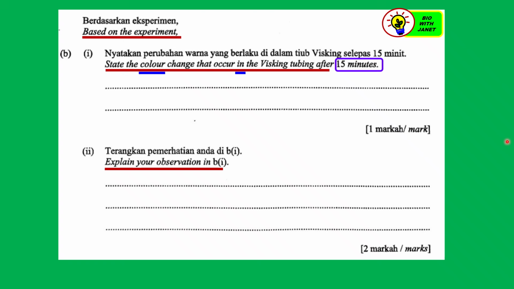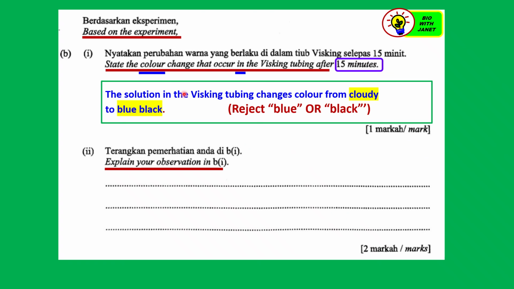Right, let's look at the answers. The solution in the Visking tubing changes color. You have to state the color change. So the initial color is cloudy and then it becomes blue-black. If you write cloudy to blue, it is a wrong answer. So the observation is very standardized.